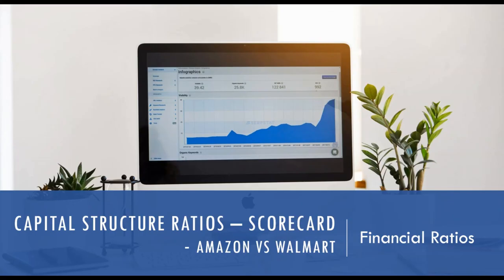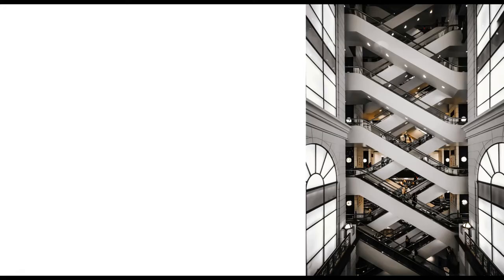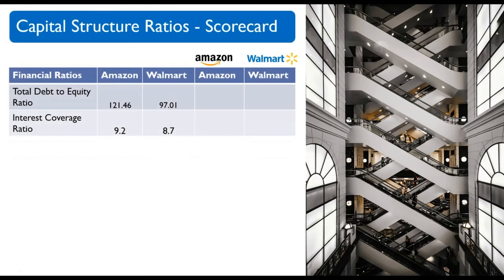Hi, we will now go through the scorecard for the capital structure ratios for Amazon and Walmart. First, we calculated the total debt to equity ratio for Amazon, which came up to around 121.46. And that was higher than what we calculated for Walmart at 97.01. So in this case, Walmart has the advantage because it's not as highly levered as Amazon.